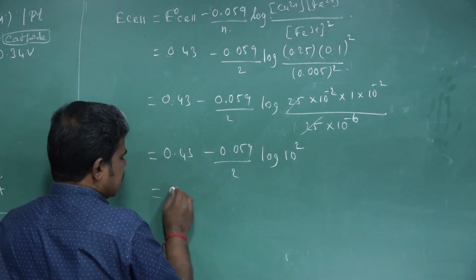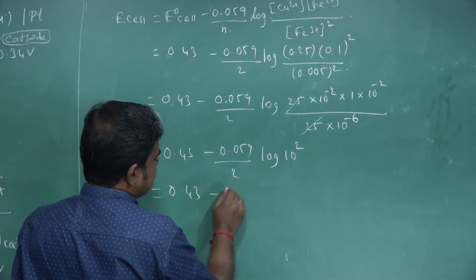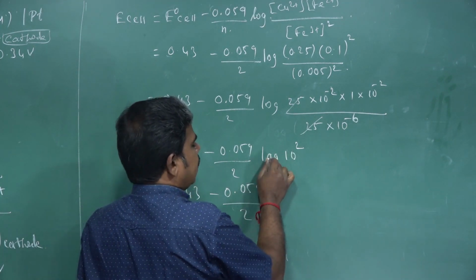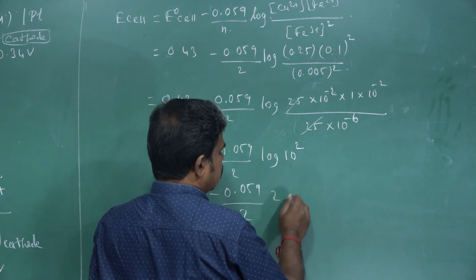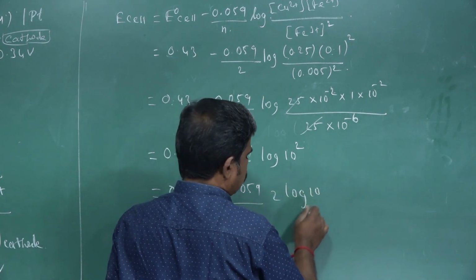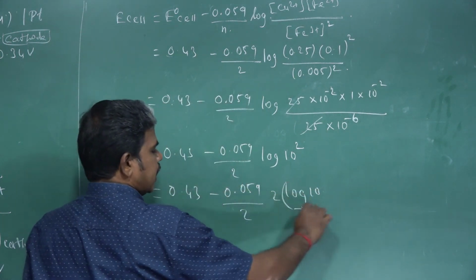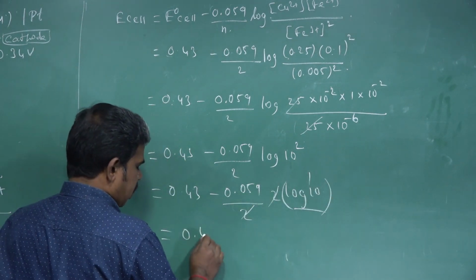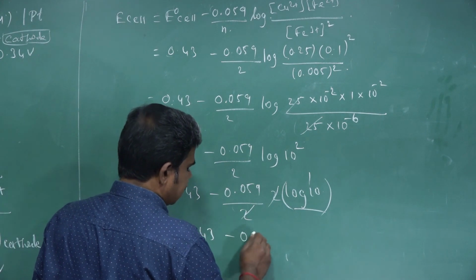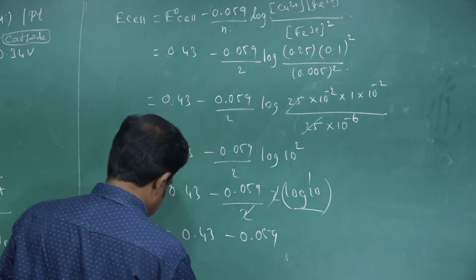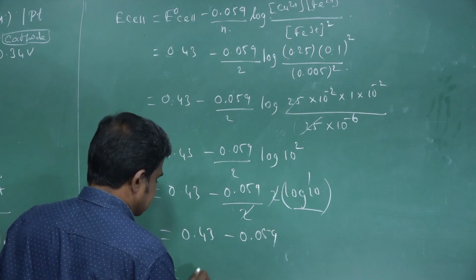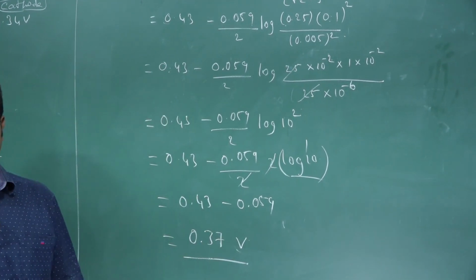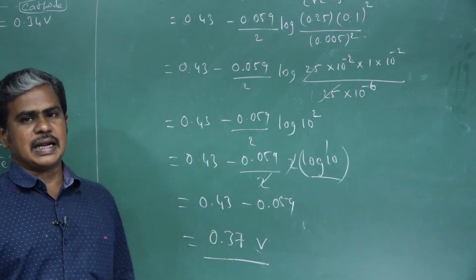Now, it is 0.43 minus 0.059 by 2 and log 10 power 2, which is nothing but 2 log 10. So log 10 is 1. So the 2s cancel. So we take 0.43 minus 0.059, and we get the answer, that is 0.37 volt. So we get the answer. Thank you.